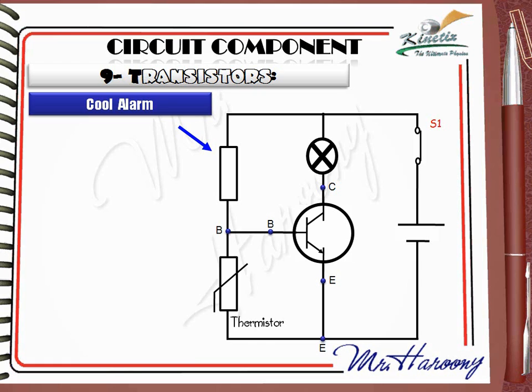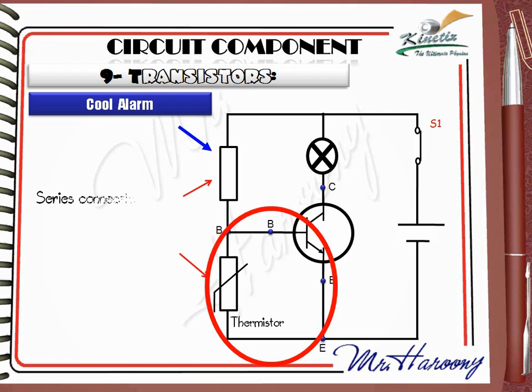But remember that the condition still applies. There must be a potential difference greater than 0.6 volt between base and emitter. Another thing to remember is that the thermistor and the resistor are in series with the main battery. This means that the voltage of the battery is shared between them.